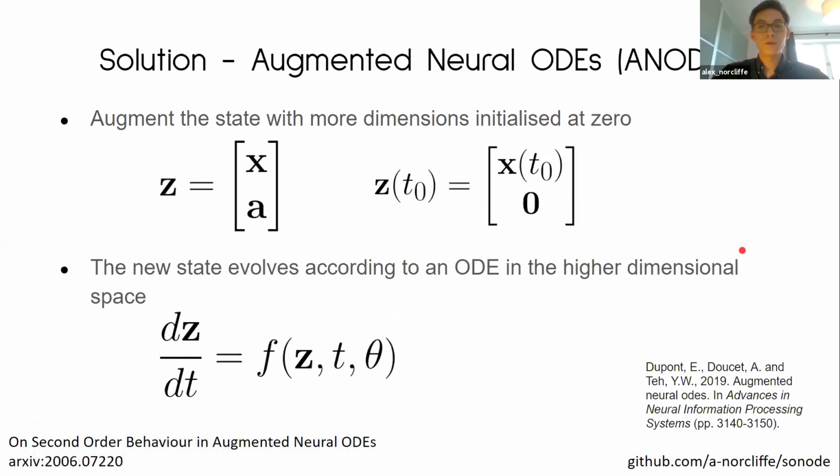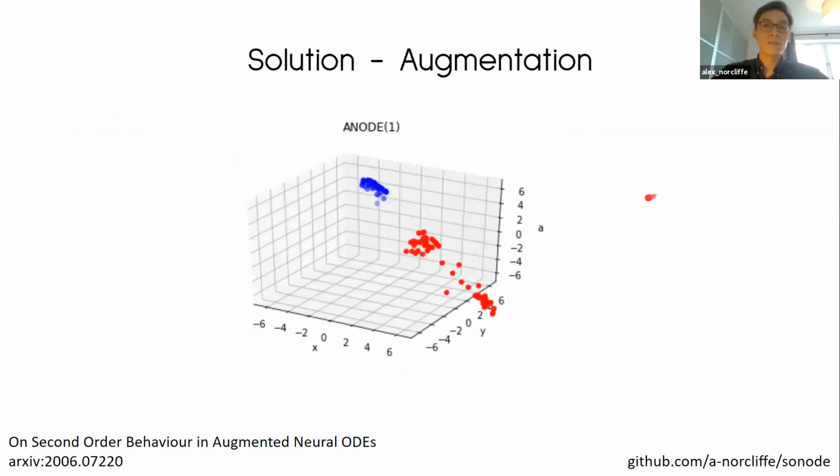And so what does this do? Well, it's been found experimentally that this speeds up the ODE solve. So the number of steps the solver takes has been found to be lower when you augment the space. And also it means that you can solve these rather trivial functions now.